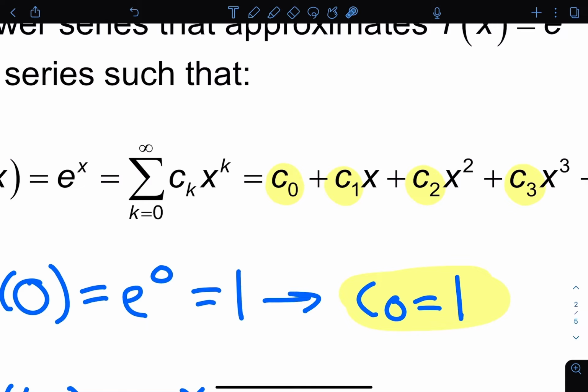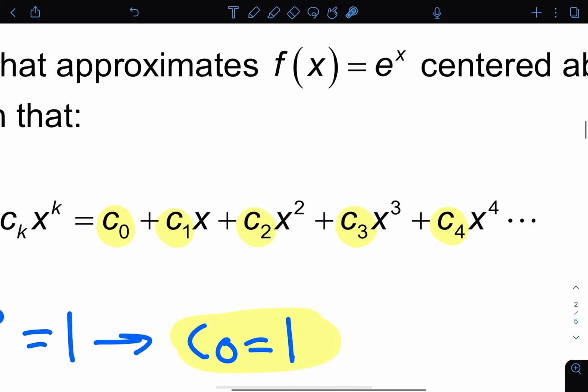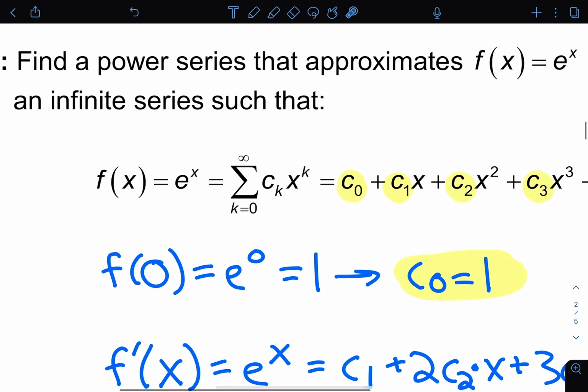Now I want to figure out a way that I can drop the rest of these terms and then plug in 0. So the way I'm going to do that is I'm going to start taking derivatives. You're going to see how this works.